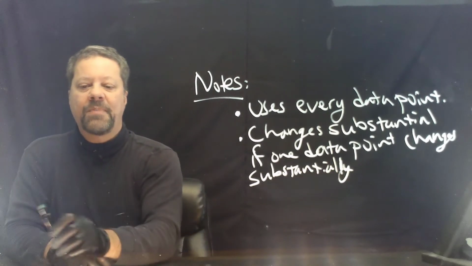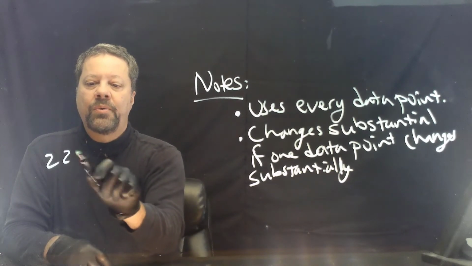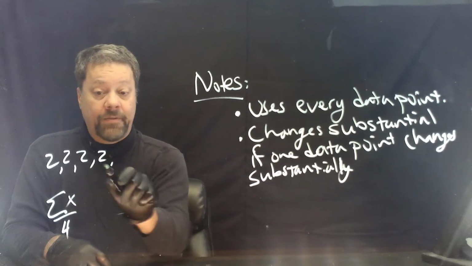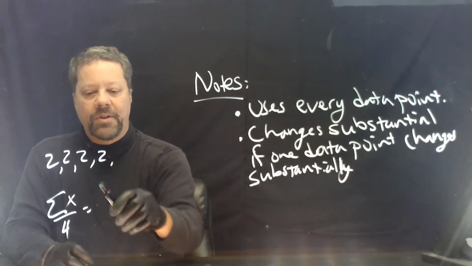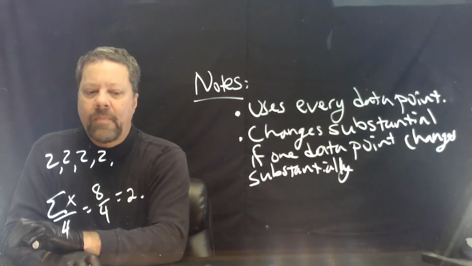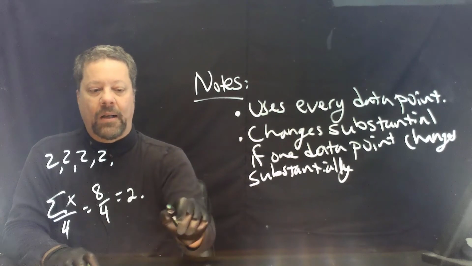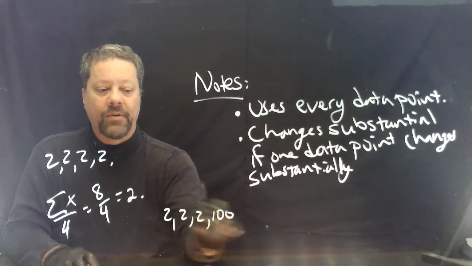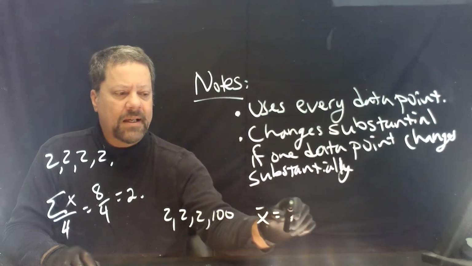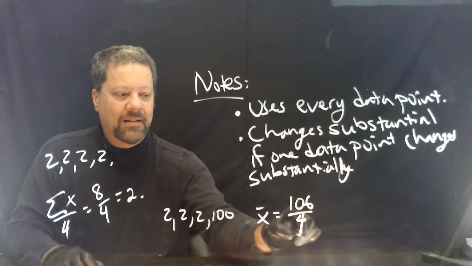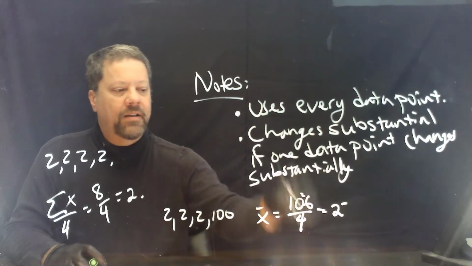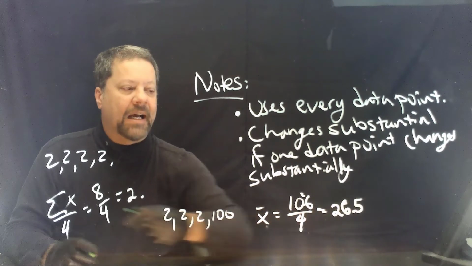So for example, suppose my data values are 2, 2, 2, and 2. Sum of the data values divided by these 4 data values. 2 plus 2 plus 2 plus 2 is 2, 4, 6, 8. 8 divided by 4, the mean is 2. What if I change one of these points by quite a lot? 2, 2, 2, and then 100. Then I have the mean as 106 divided by 4. 4 goes into 10 twice, with a remainder of 2. 4 goes into 26 6.5 times.